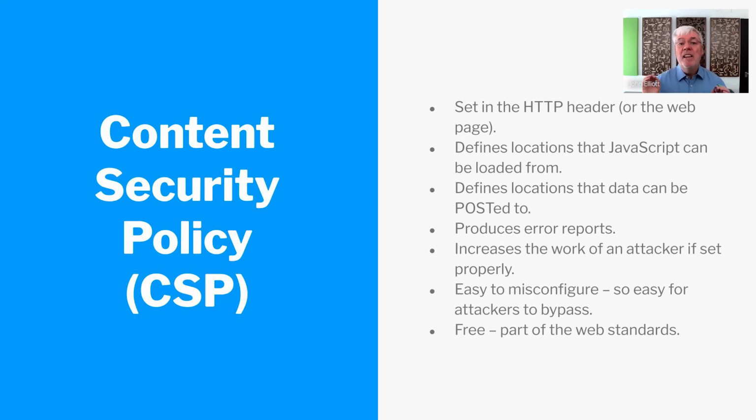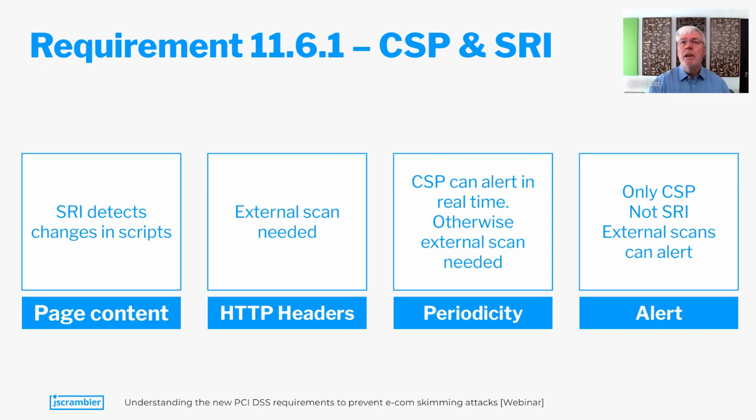To validate the integrity of a script, initially you'd have to manually check that the script wasn't malicious, but you could then generate an SRI hash for the script, which would ensure that if it was modified by a criminal, for example, or any other sort of attacker, then the script could not execute. When we come to requirement 11.6.1, SRI will detect changes in page scripts, but unfortunately neither CSP nor SRI will detect changes to HTTP headers.